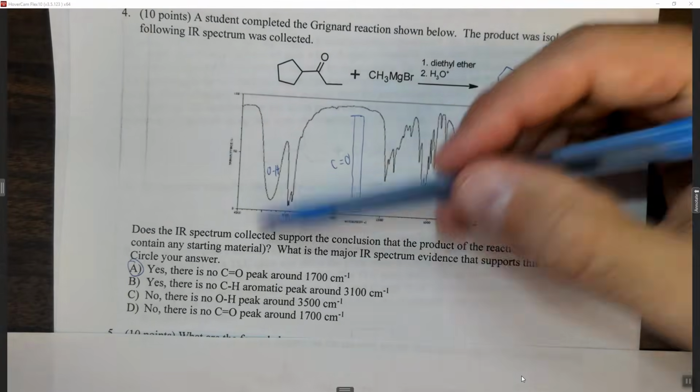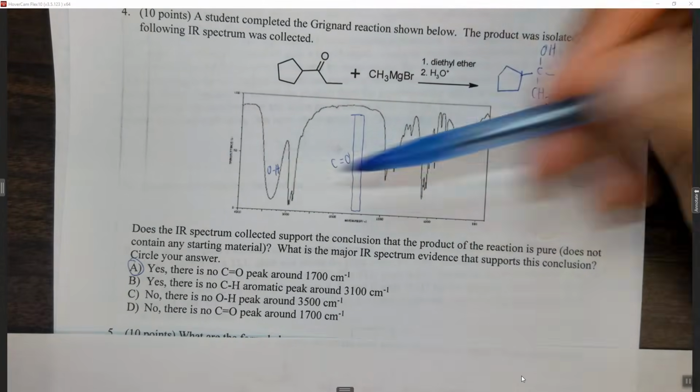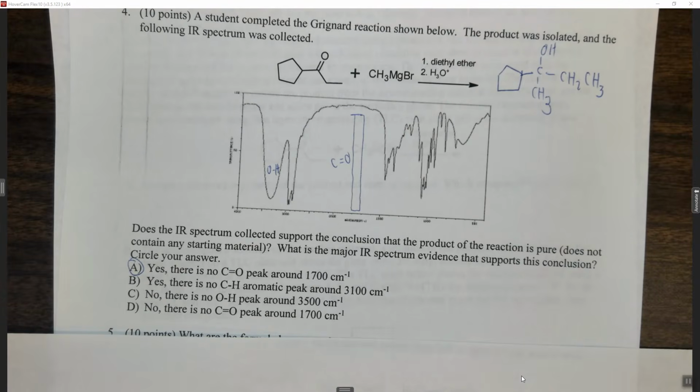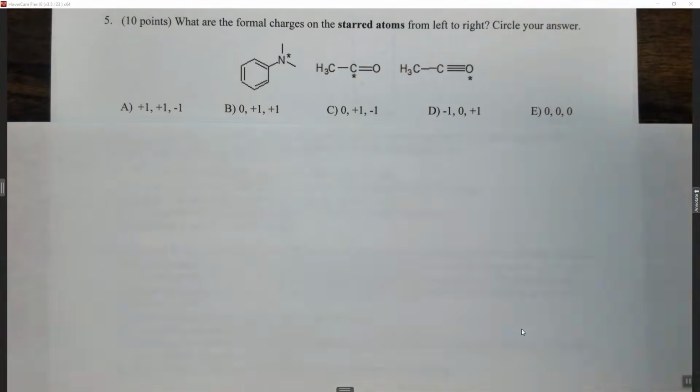I will note that in real life, this OH peak can be a little bit tricky because you acidify this with water. So sometimes the OH could come from the water when you're acidifying. You're not actually acidifying with water, but when you add aqueous acid, there's water present. So that's basically that.